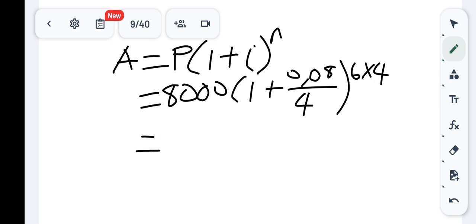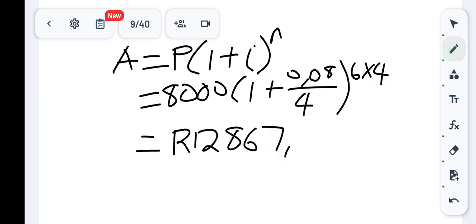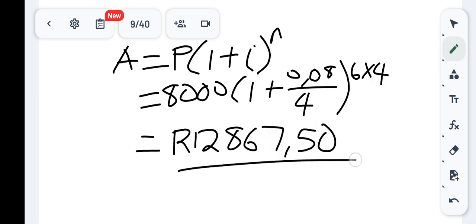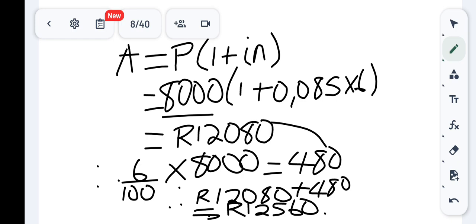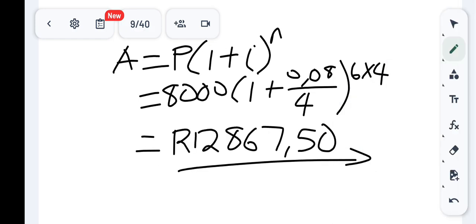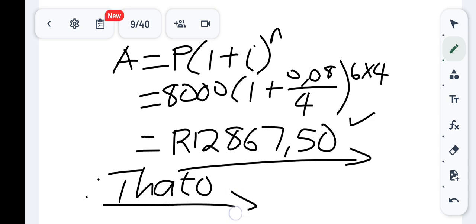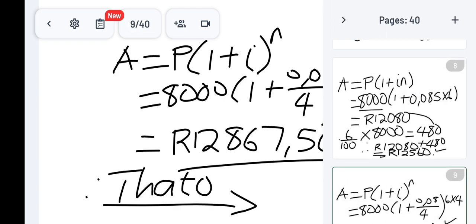Then 8,000 into 1 plus 0.08 divided by 4, to the power of 6 multiplied by 4, this is 12,867.50. So Tato will have the bigger investment between the two. As you can see, this is smaller than this, so it means Tato will be the one who has the bigger investment. It makes sense, Tato is using compound interest after all.